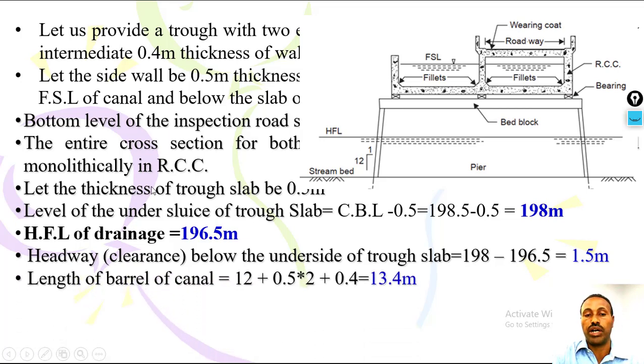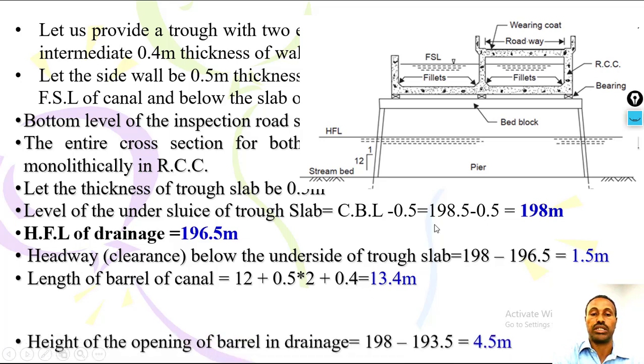Then the length of the barrel of the canal: you have 12 already. For the canal, 12 plus 0.5 times 2, this is just the wall for the canal. For 2 compartments you have 2 times 0.5. Then plus 0.4, which is the intermediate wall. Then you have the length of the barrel, which is 13.4 meters.